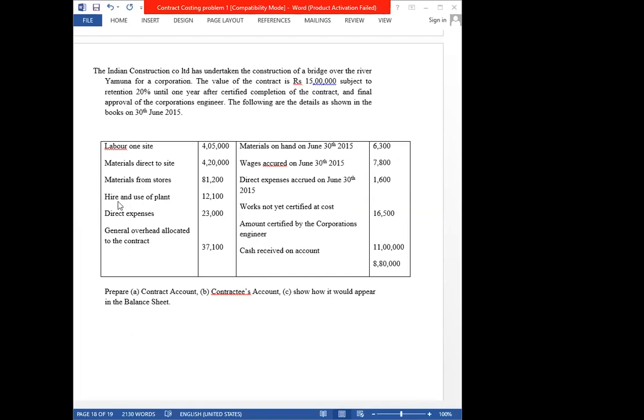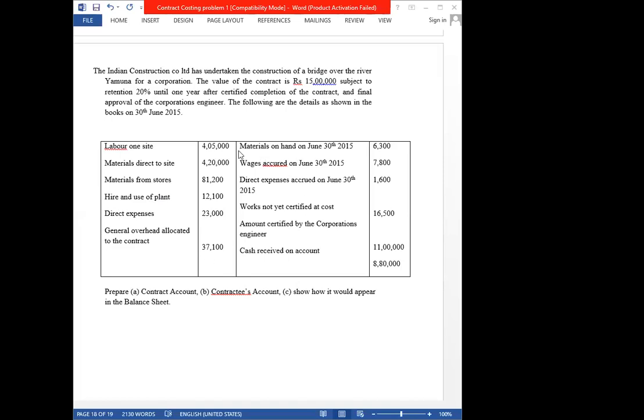Next is hire and use of plant. This is nothing but hire charges. See, some people will be buying the plant, some will be taking hire. So this is hire charges of the plant and the amount is 12,100. So this will also come in the debit side of the contract account. Next, direct expenses. So this direct expenses also comes under the contract account debit side. Next, general overhead allocated to the contract. This is the expenses which are related to this particular contract. This will also come in the debit side of the contract account.